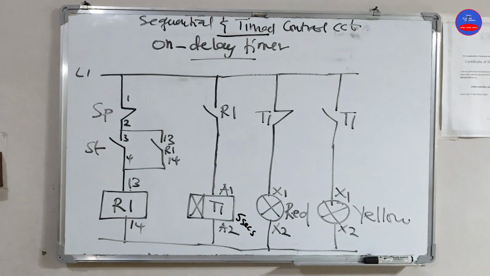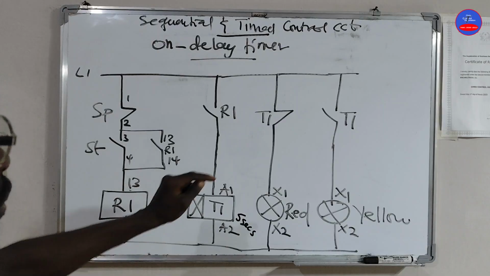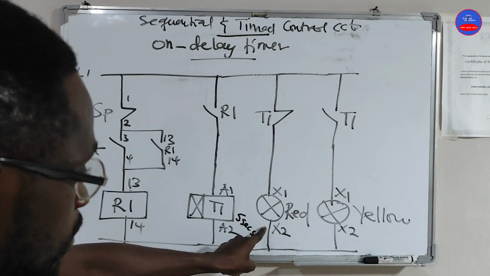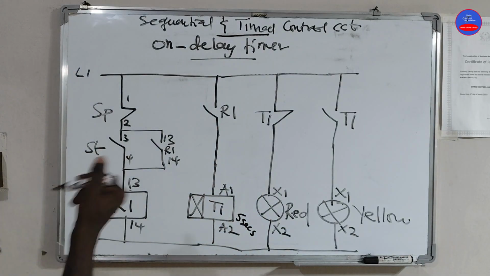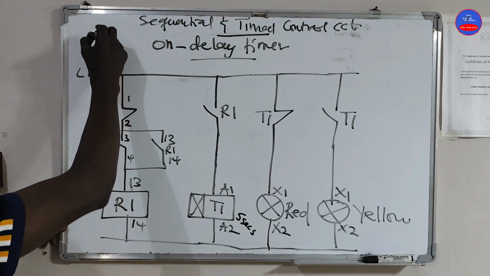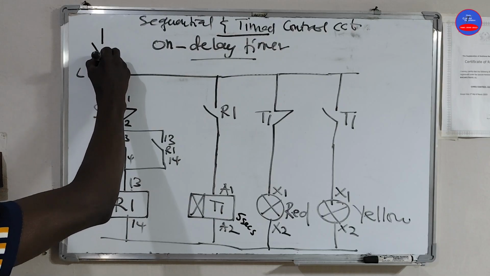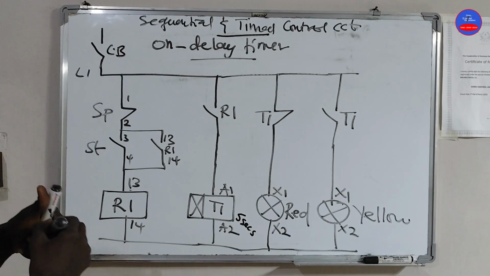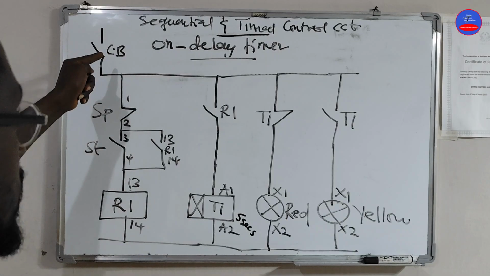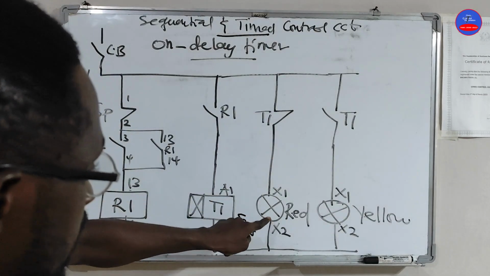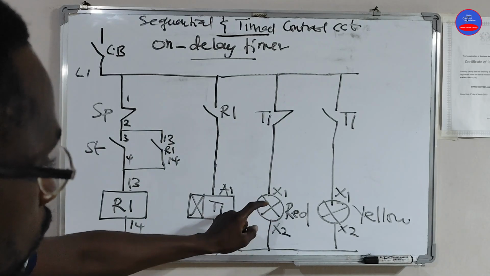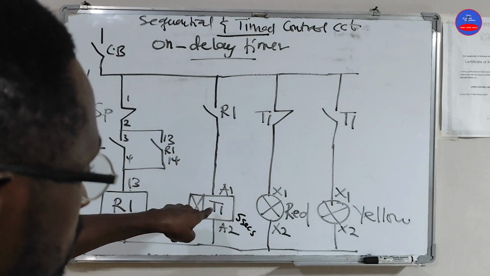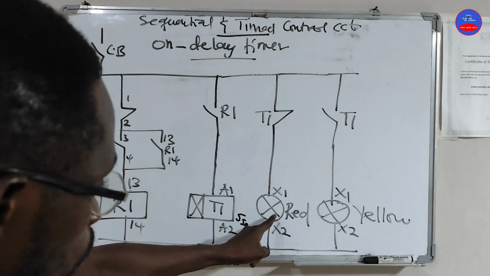So let's see something here. You see, we have used a closed contact on the timer in series with this lamp. So let's assume we have a circuit breaker here. When you turn on the breaker, current will flow through, and this red lamp will be on because it is using a closed contact on the timer.